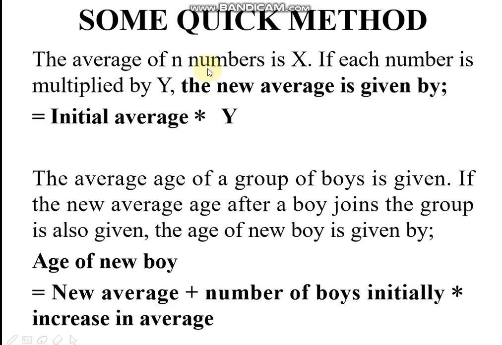Some quick methods to find the averages. The average of n numbers is x. If each number is multiplied by y, the new average is given by the initial average into y. Okay. The average age of a group of boys is given, and the new average age after a boy joins the group is also given. The age of the new boy equals the new average plus the number of boys initially into the increase in the average.